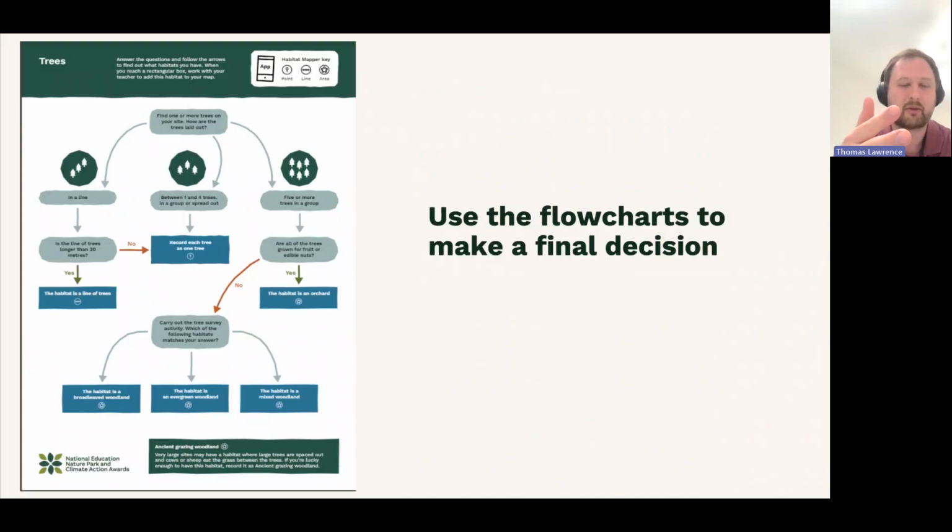And then this is an example of the flow chart that your students would be using with trees to then see, okay, is it a line of trees, is it an orchard, is it a broadleaf woodland, an evergreen woodland, or mixed woodland? So we really encourage you to use these activities, use those flow charts to really get to your answer, because we can get a lot of information, as I said, about biodiversity from knowing whether it's a broadleaf woodland or an evergreen woodland, or if it's a mixed woodland, or even if it's an orchard.